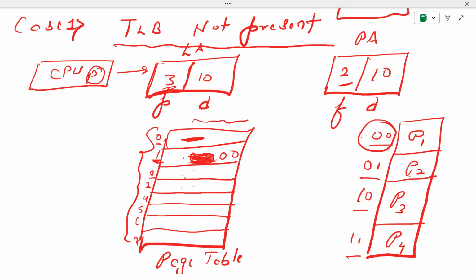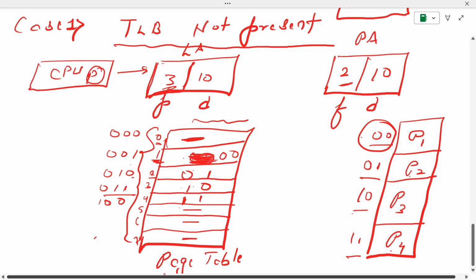zeroth frame. Let me take it into binary, that will be easier. So 000, 001, 010, 011, and so on. So the first page is present in the zeroth frame. The second page is present in the first frame, that is 01. The third page is present in the second frame, so it will be 10, and the fourth page, that is 100, is present in the third frame, that is 11. And for the remaining, we don't have any entry, right?